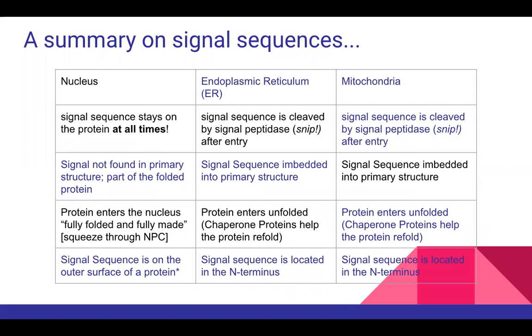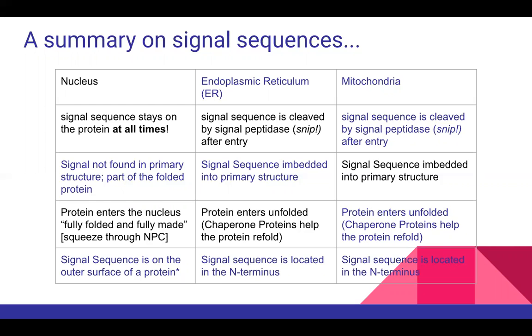And this is just a summary of everything, because I feel like it can be difficult to keep track of sometimes. You can see that for the nucleus, the signal sequence will remain on the protein all the time, so it doesn't get cleaved. And for the ER and mitochondria, the signal sequence will be cleaved by a protein called a signal peptidase after that protein enters the organelle. That's to prevent it from leaving the organelle again, and that's true for the ER and the mitochondria.